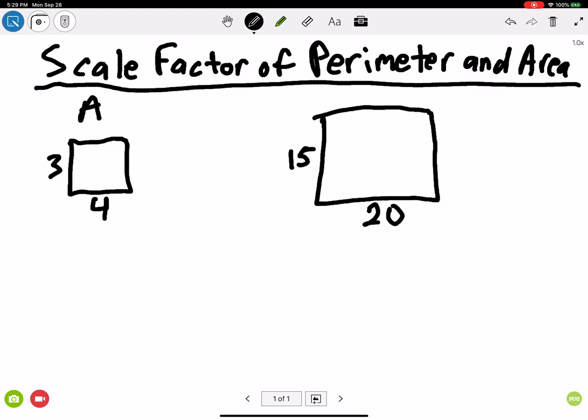rectangle A to rectangle B? I can automatically say that the scale factor going from A to B of my sides is equal to 5, correct? Well, we can check. To go from 3 to 15, 3 times 5 is 15, 4 times 5 is 20, so that works.